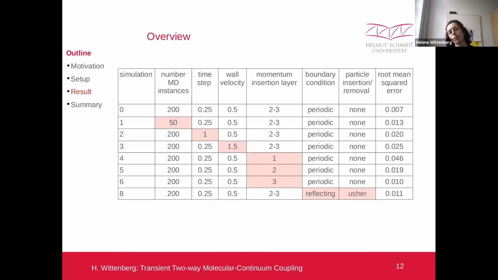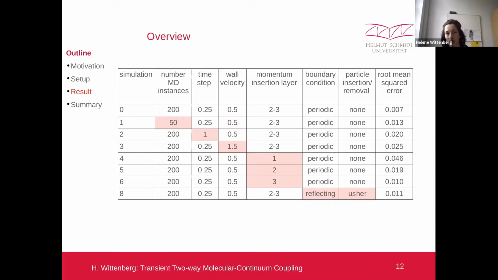As I already stated, the momentum insertion layer one uses is really important, and here I showed to you what happens when you use only one cell, but you can also choose different cells from the overlap. So cell 1 refers to the outermost cell. When you use the outermost cell, you get a quite big error compared to the others. And when you go more to the inner part of the molecular dynamics domain, the error reduces.